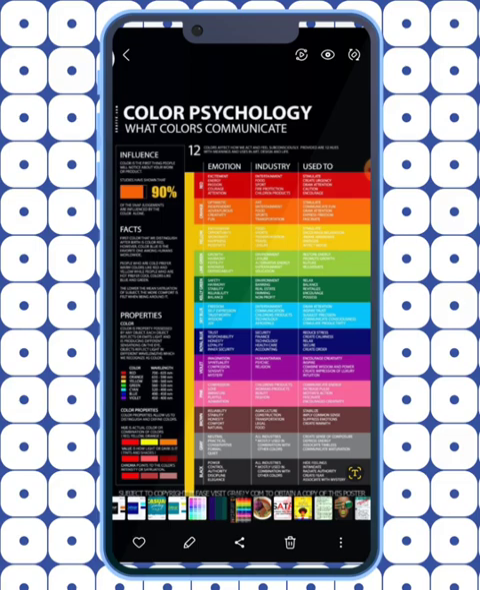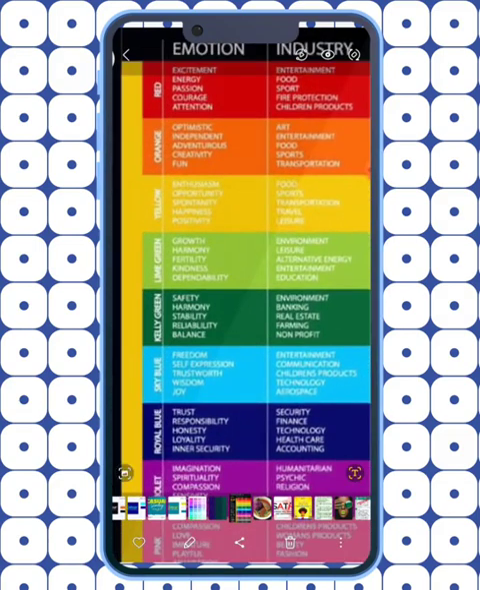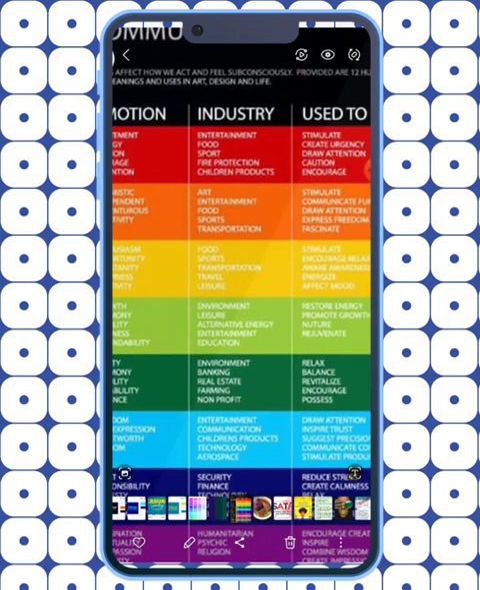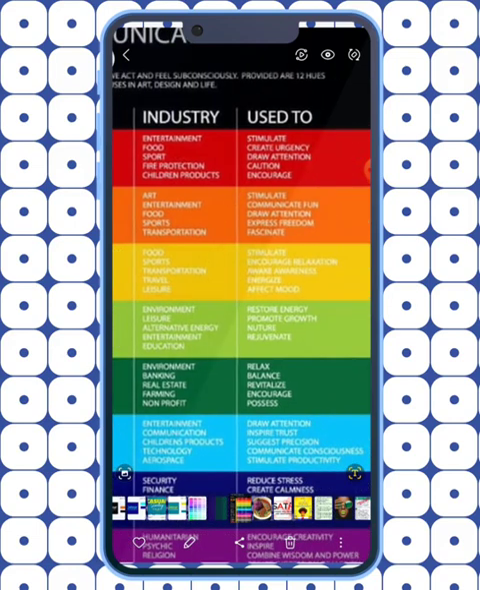So, still on the colors. When we come to orange, when it comes to emotion, we are having optimistic, independent, adventurous, creativity, and fun. And when it comes to industry, we can use it in art, entertainment, food, sports, transportation, and the rest. And these are what it is used to stimulate, communicate, have fun, draw attention, express freedom, and also fascinate.